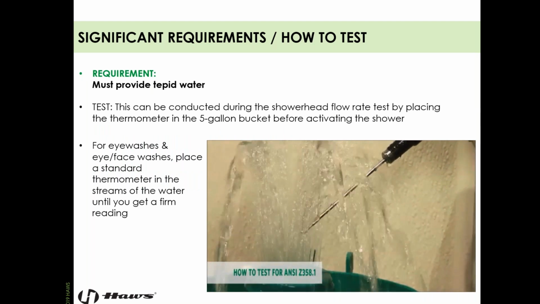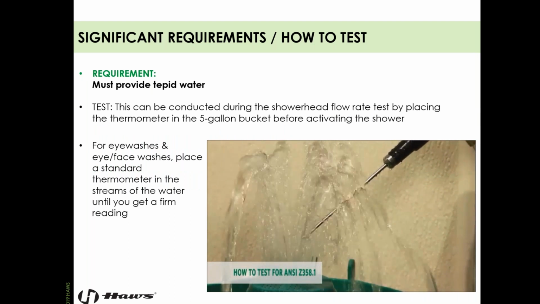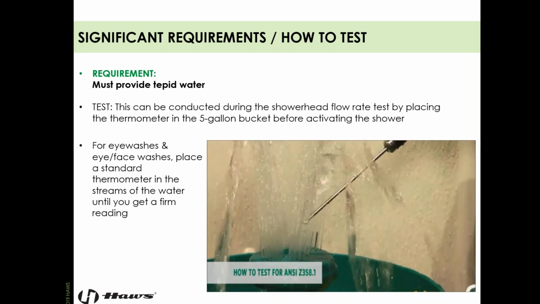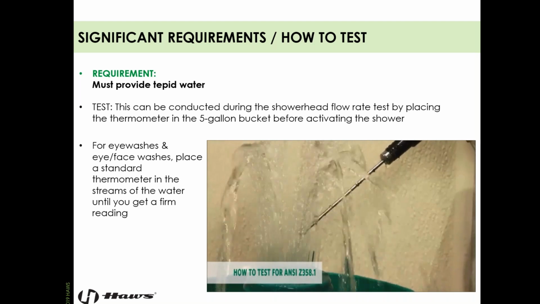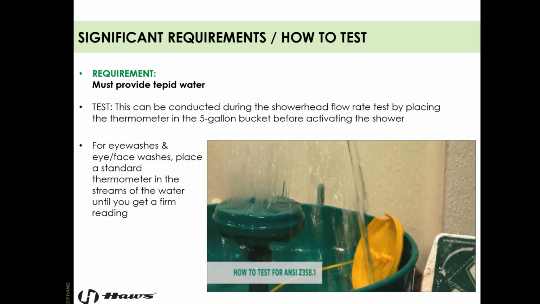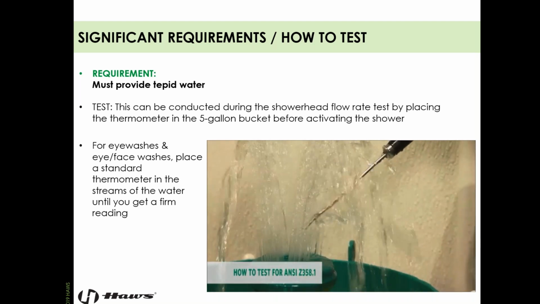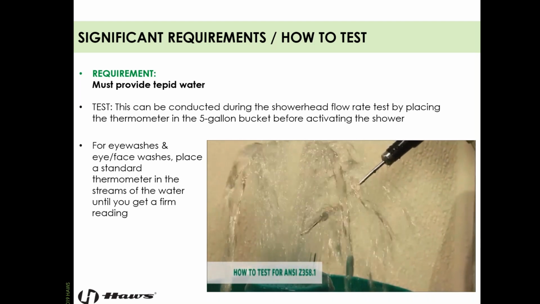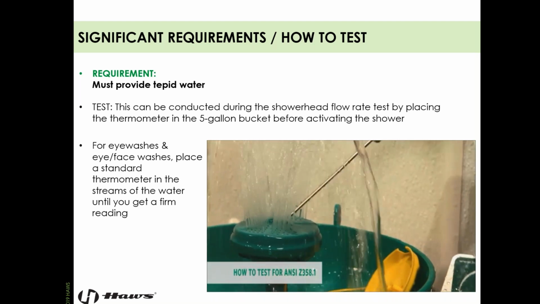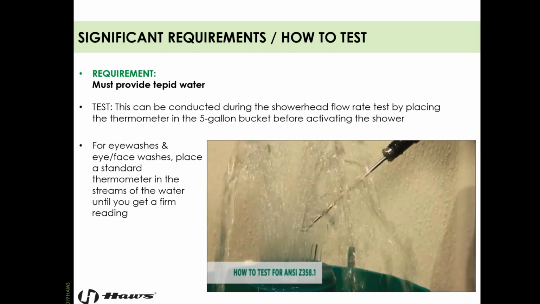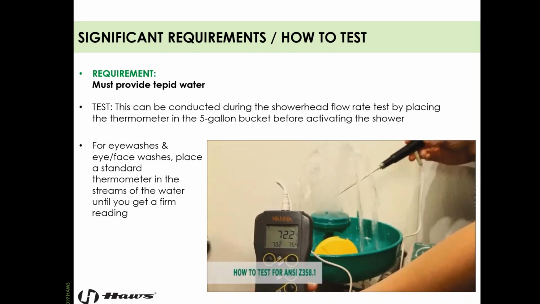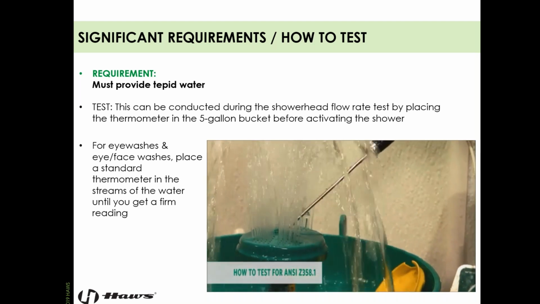So you can conduct a test by, as I mentioned earlier, placing the thermometer in the bottom of the 5-gallon bucket. Once you're done with that test, pull the thermometer out, check the temperature reading, and you're good to go. The issue is a lot of the times when you're testing emergency equipment, you're getting the warm water in the walls. But if you run it for a full 15 minutes or even a couple minutes, you're probably getting cold groundwater into the unit and you're going to lose compliance. But we have to maintain tepid water throughout the flushing experience.